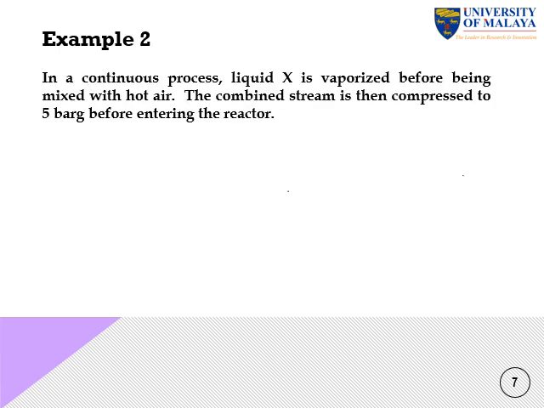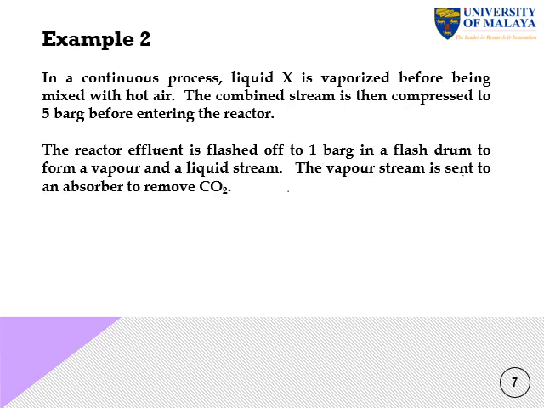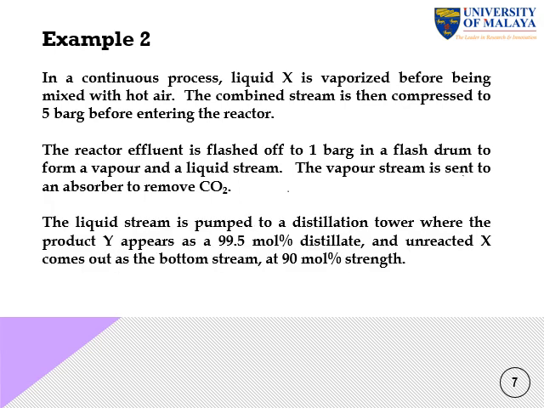In a continuous process, liquid X is vaporized before being mixed with hot air. The combined stream is then compressed to 5 bar gauge before entering the reactor. The reactor effluent is flashed off to 1 bar gauge in a flash drum to form a vapor and a liquid stream. The vapor stream is sent to an absorber to remove CO2. The liquid stream is pumped to a distillation tower where the product Y appears as a 99.5 mole % distillate and the unreacted X comes out as the bottom stream at 90 mole % strength. So sketch the diagram again.